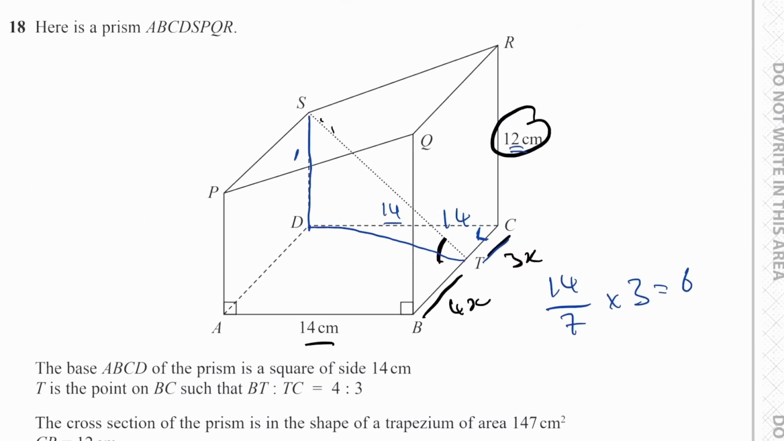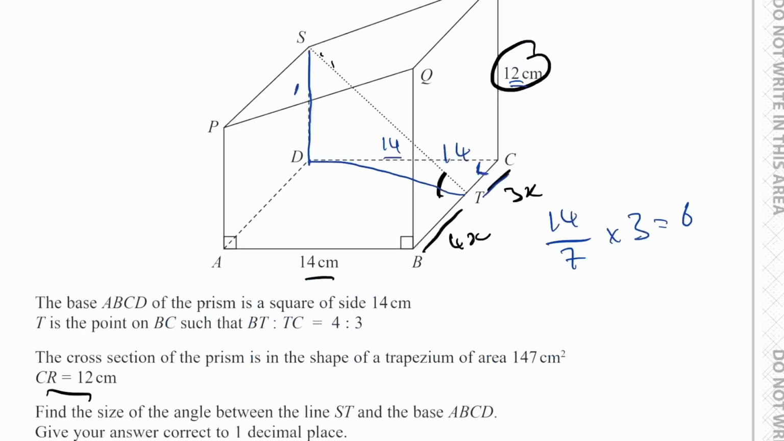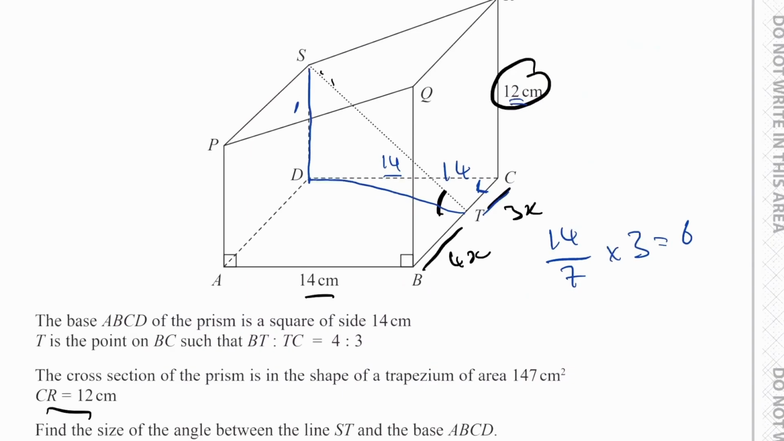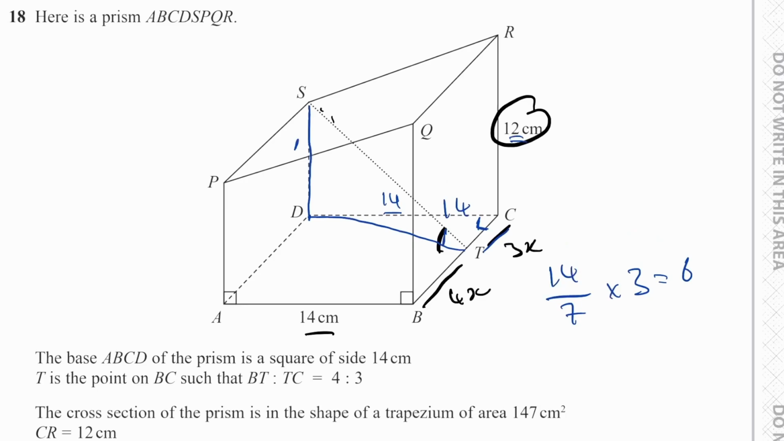So now you have the side SD is 9. The side DT is 2 root 58, which we worked out over here. And then we can just work out the angle. So tan of the angle is equal to opposite over adjacent. Remember, we're working with a right angle triangle, so we can use our trigonometry equations. So this is the angle, this is the opposite, and this is the adjacent.